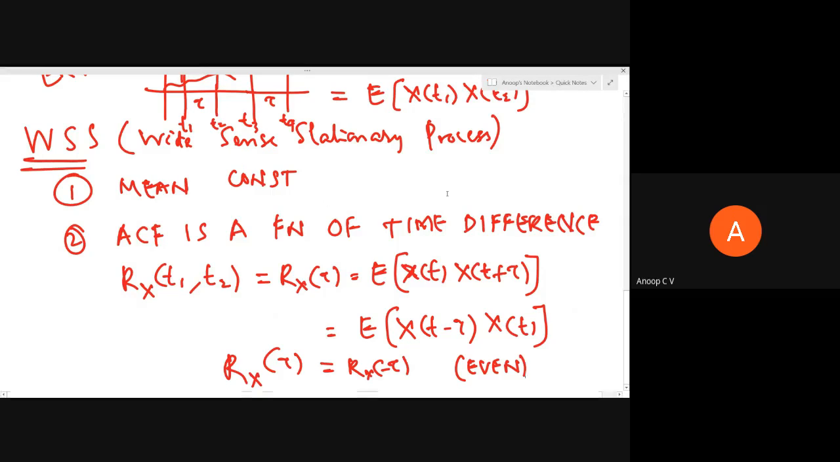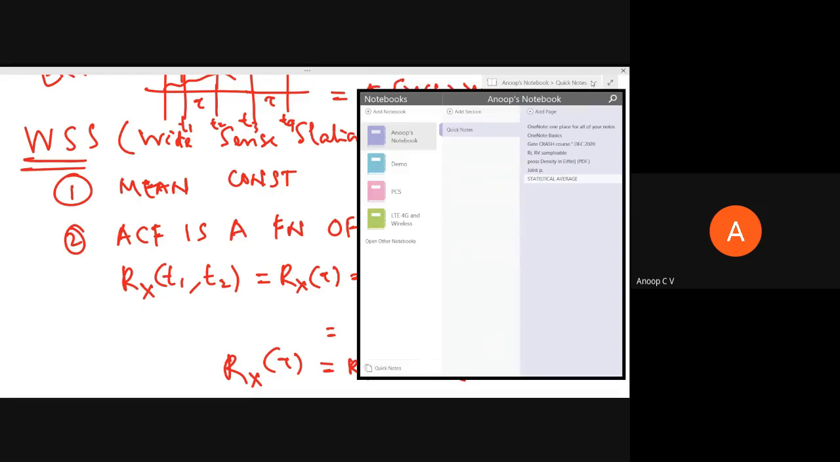So this is about wide sense stationary process, right? Then we'll see some of the properties of autocorrelation. This is going to be very, very important. Properties of autocorrelation.